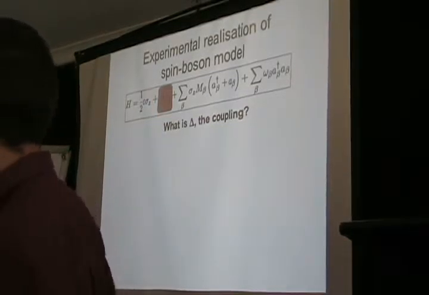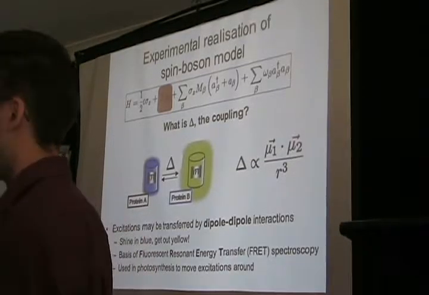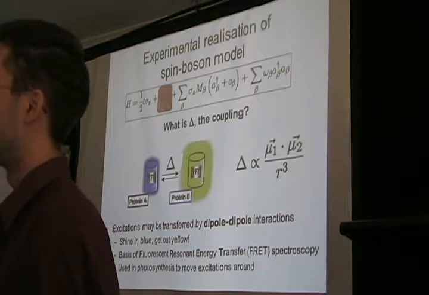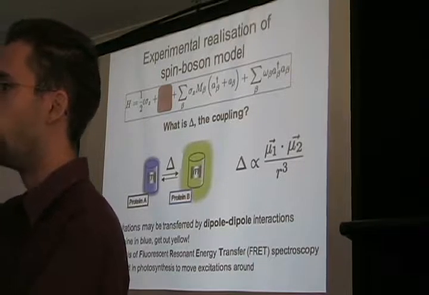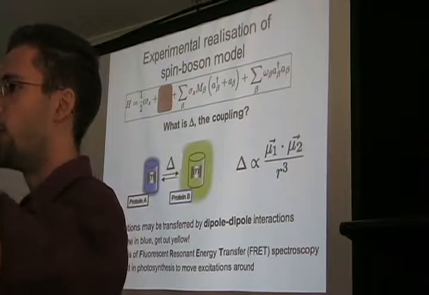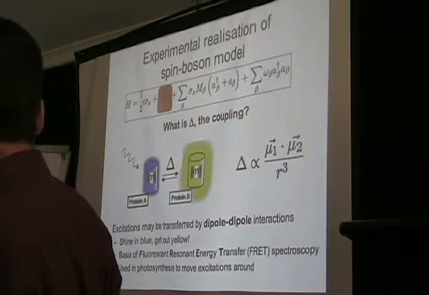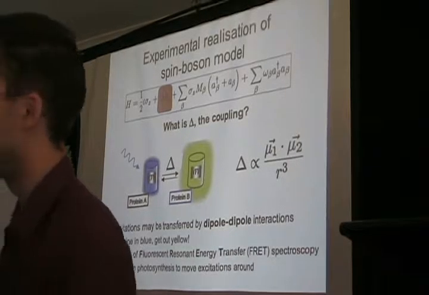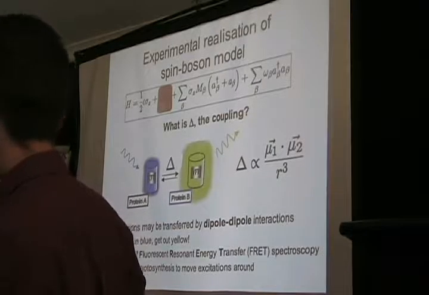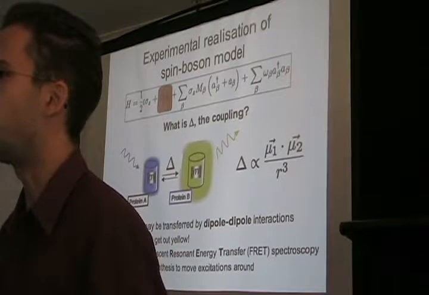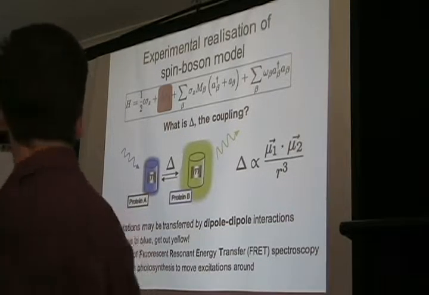Next thing we need to know is how can we couple these molecules together. Well, one thing we can use is dipole-dipole interactions. So this is a non-radiative coupling. Basically, we excite one molecule, its dipole vibrates, and that's slowly transferred over to the other molecule. What that means is we can shine in blue light, get it absorbed by one molecule, and have that excitation transferred over to the other molecule, and get out yellow light. And this is the basis of FRET, or resonance energy transfer, FRET spectroscopy.